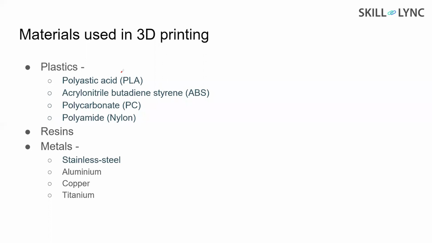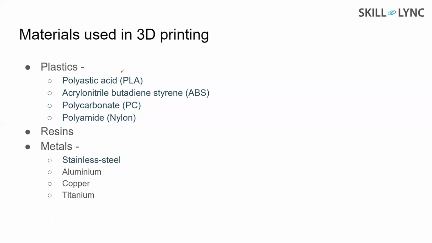For stronger components, we use ABS material. What is the abbreviation of ABS? Acrylonitrile butadiene styrene. So this is the material, ABS. Next is polycarbonate, PC. When you want a very good material which is very strong in nature, and if you want a clear transparent part, then you can use this polycarbonate. And polyamide nylon, which is the black material that we saw in that iteration slide, so that is your nylon.